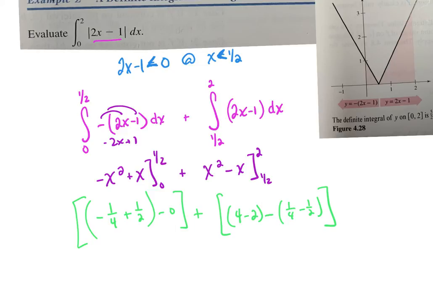All right. So over on the left-hand side, I have negative 1/4 and positive 2/4 gives me a positive 1/4. Then I have 2 minus a negative 1/4. So I have 2 and 1/4, which is 2 1/2, or as they wrote it in the book, 5/2.